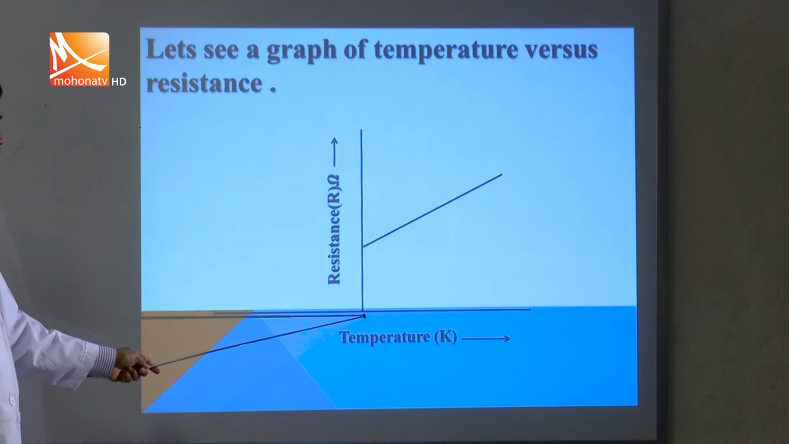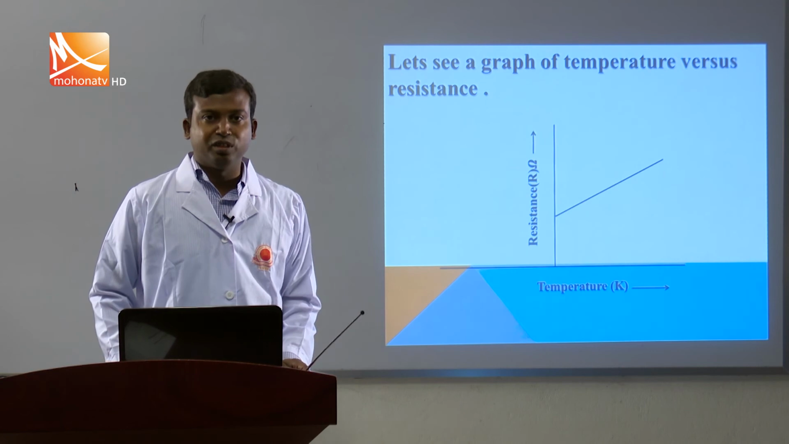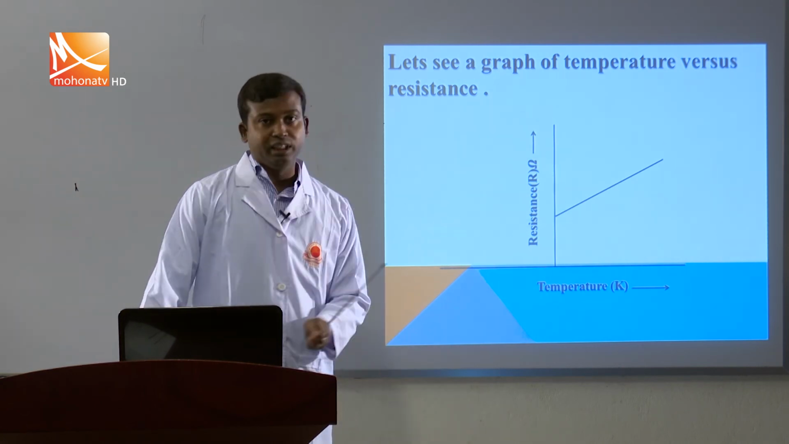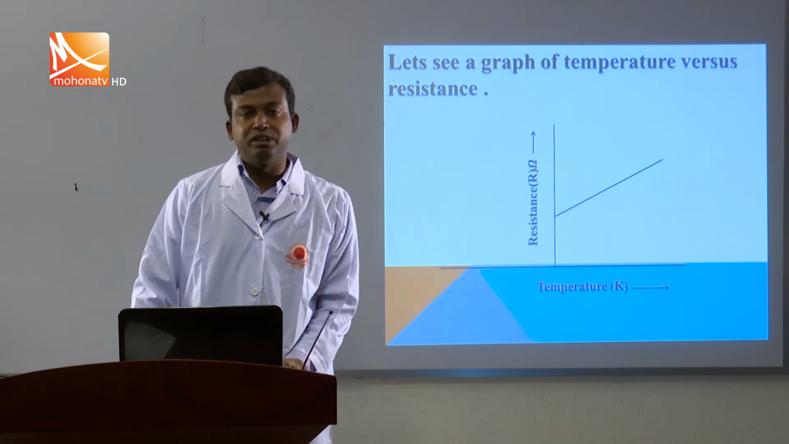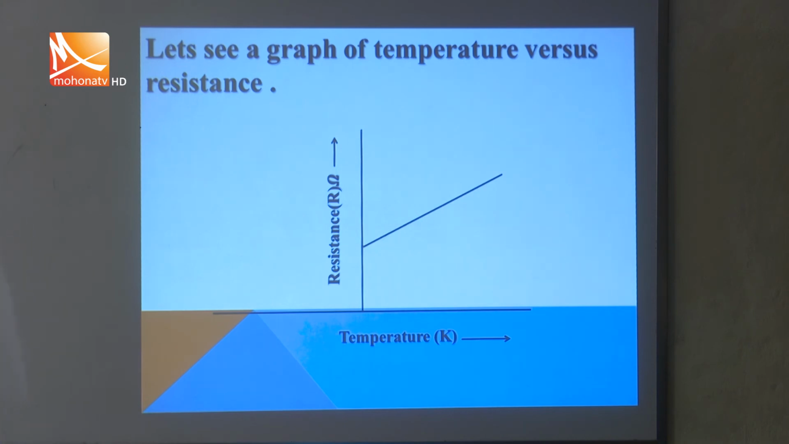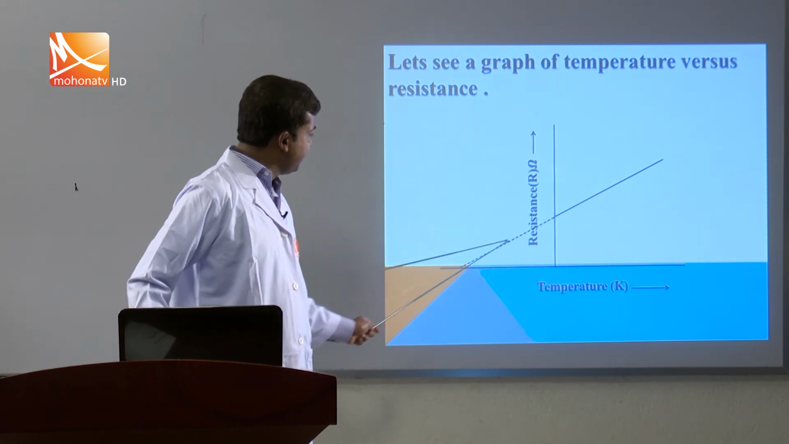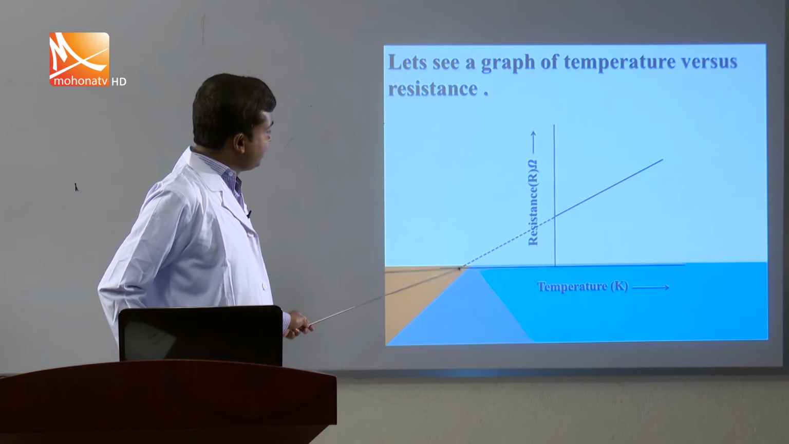But when temperature is 0, the resistance does not become 0. That means a material does not have 0 resistance at 0 degrees Celsius. But if the resistance of a conductor becomes 0 at low temperature, then this conductor is considered a superconductor. This is superconductivity, and this portion denotes that at low temperature the resistivity of the material becomes 0.